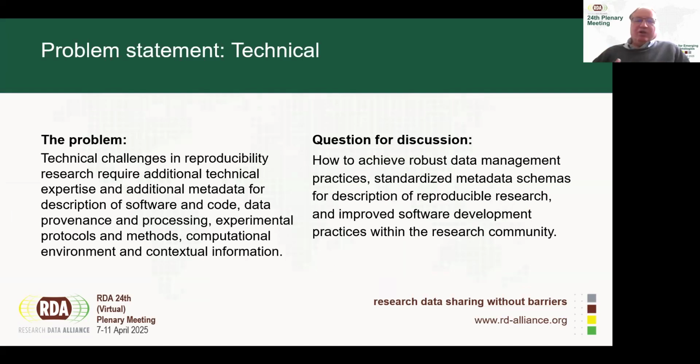What is the main problem from the technical side? We need additional technical expertise and additional metadata for description of software and code, data provenance and processing. Also, metadata about experimental protocols and methods, computational environment and contextual information. And this is a question for you: how to achieve robust data management practice, standardized metadata schemas for description of reproducible research, and improve software development practice within the research community.